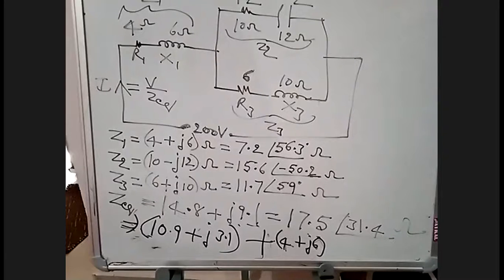After keeping the calculator in complex mode, you can directly go for the multiplication and division. Finally, you'll get Z equivalent this much. You can do it afterwards.